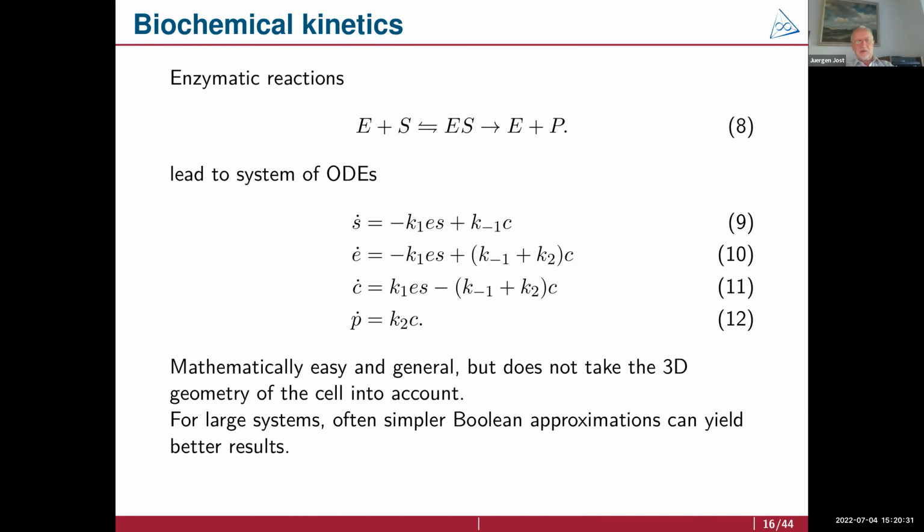And also for large systems, if you have hundreds of reactants, the predictions of the model are often not so accurate, and remarkably, sometimes simpler approximations such as Boolean approximations, that is, something is present above a certain threshold or absent, and then you have discrete dynamics, can often yield better results. So there's some tension here between what the mathematical model can yield and what the biological data tell you.